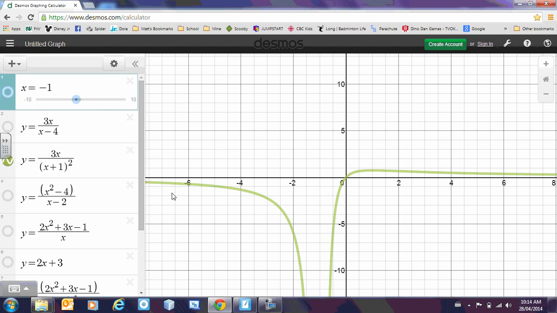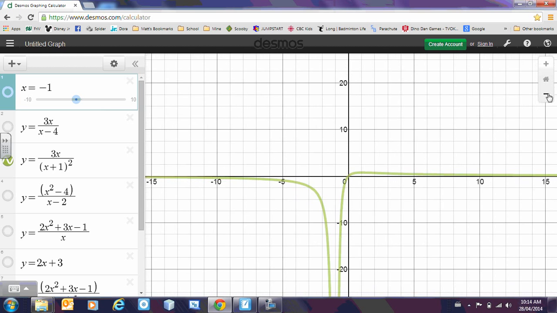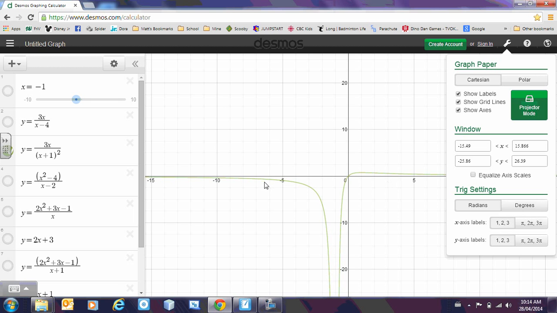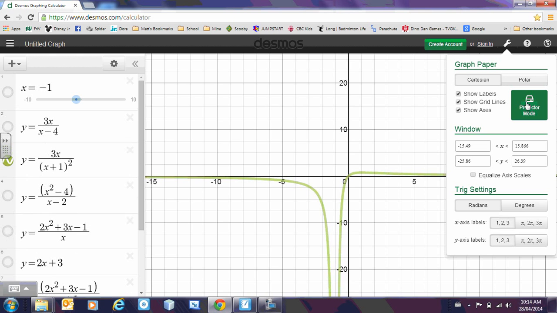What's interesting here, though, is the horizontal asymptote. It looks to me as though, if I zoom out, my graph is approaching 0. And again, poorly drawn, I suppose, although if I take off projector mode, it may be a little bit better. We have it approaching 0 on this side and approaching 0 on the other side as well. But what's really interesting to me is the fact that it passes through the 0 at one point.